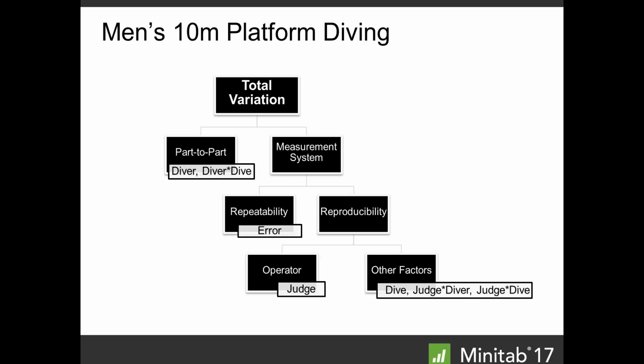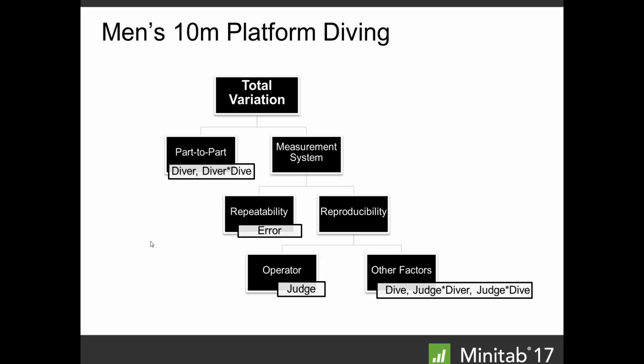So who are your operators? Well, that goes in operator differences. And everything else that's measurement system error will go down here in other factors. The judge-diver interaction, the judge-dive interaction, those are all going to be other factors. And all of these things down here will add up to the measurement system variation.